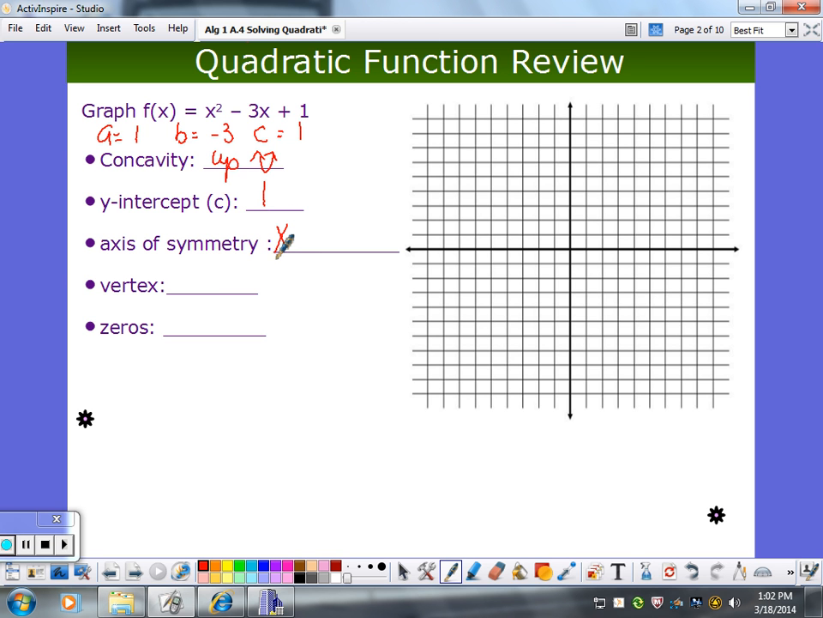X equals negative B over 2A equals negative B. So we're careful. Negative negative 3 over 2 times 1 equals 3 over 2. So x equals 3 halves. 3 halves is 1 1/2, right? So right down here, I have a little trouble drawing it, but there it is. Axis of symmetry, x equals 3 halves. So that means my vertex has an x value of 3 halves.